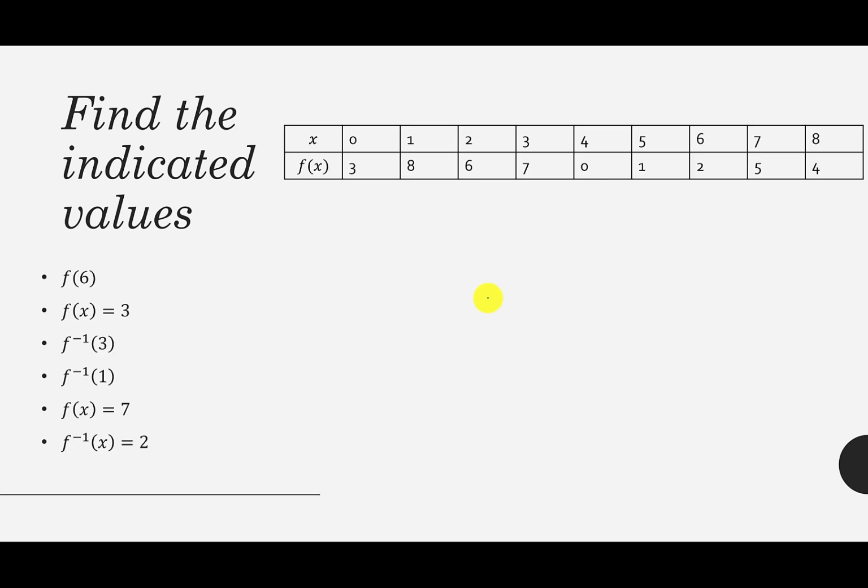This one's a lot bigger. I have a big chart of values that says values of x: 0, 1, 2, 3, 4, 5, 6, 7, 8, and then values of f of x: 3, 8, 6, 7, 0, 1, 2, 5, and 4. So we're going to find some values.